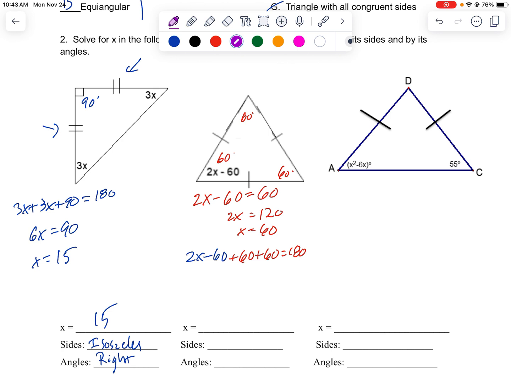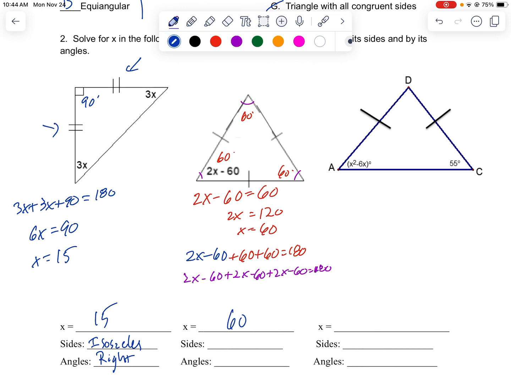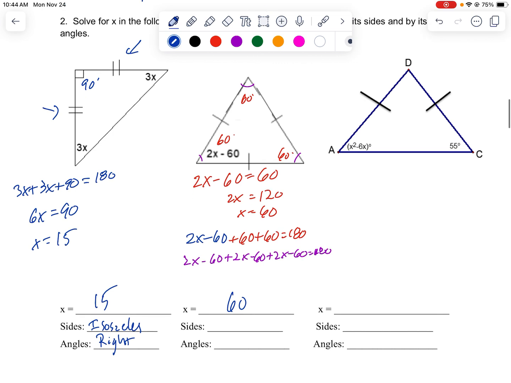I saw someone make all of these 2x minus 60 and then add them all together and set them equal to 180. So you could do it a few different ways. No matter what, you should still get 60 for your x value, and then I will get an equilateral triangle that is equiangular as well.